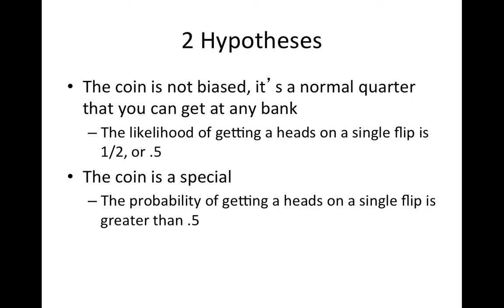We think that in the long term, if you flip this coin over and over and over again, half of the flips will wind up as heads, half of them will wind up as tails. The probability of getting a head is the long-term relative frequency of heads. The second hypothesis is that the coin is special, and that the probability of getting a heads on a single flip is greater than 0.5.